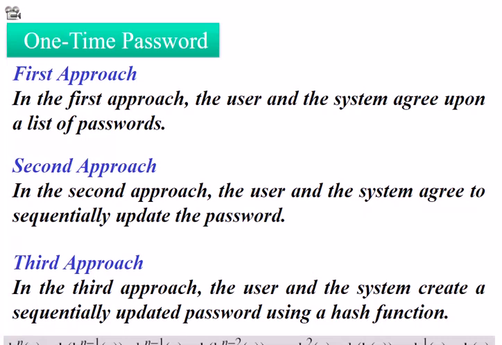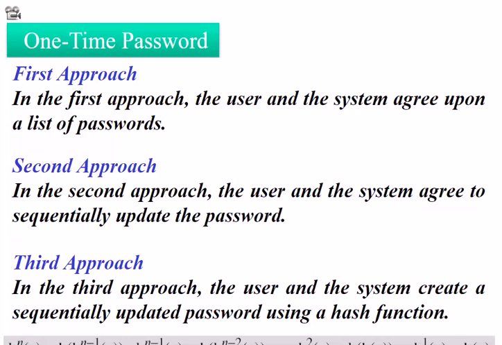Second approach. In this approach, the user and the system agree to sequentially update the password. The user and the system agree on the original password P1, which is valid for the first access. During the first access, another password is created. Then the process goes on until the process is completed.